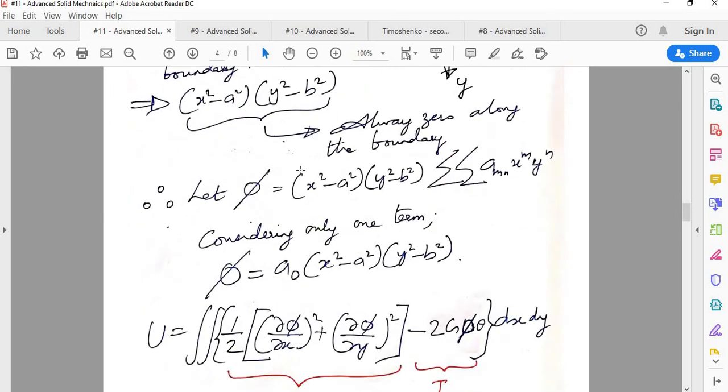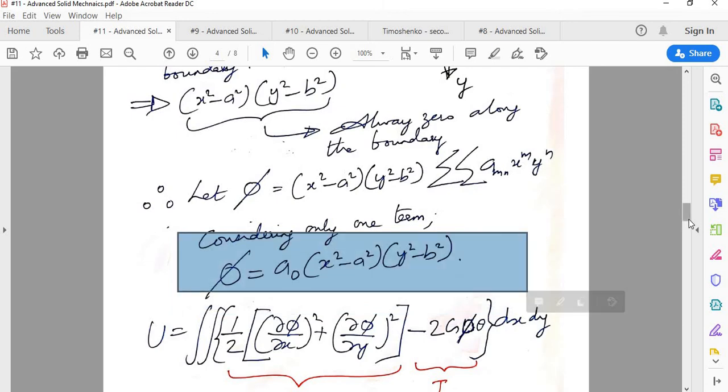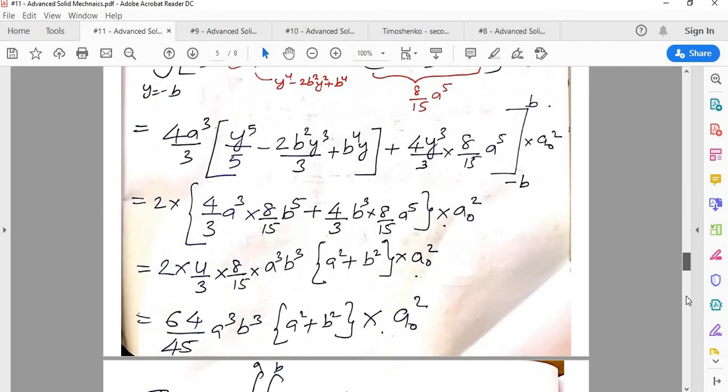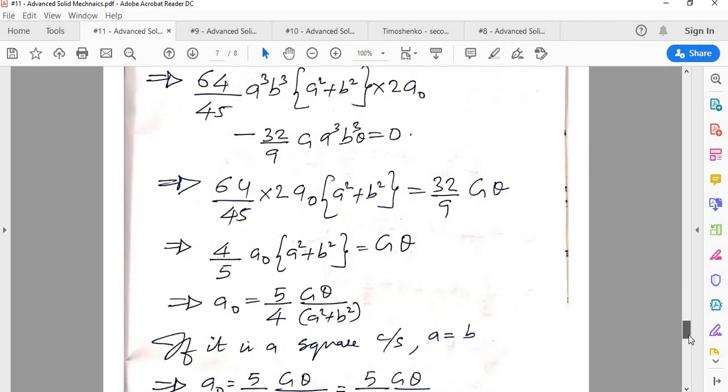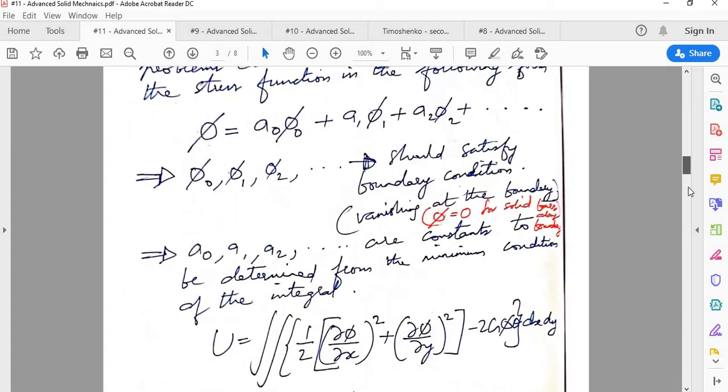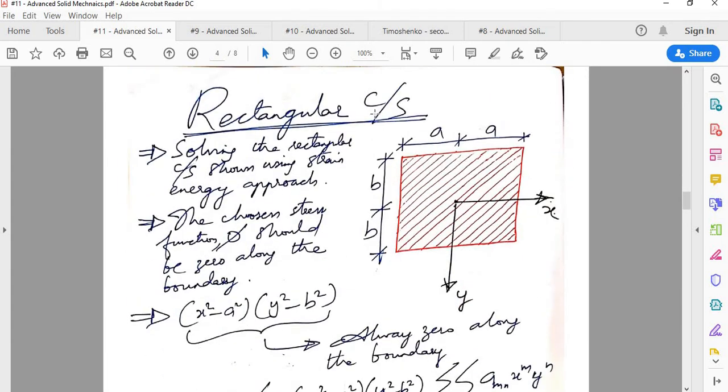Okay, so we have A0, so you substitute that A0. This is the expression for phi. Now we can find out every term, right? So the problem is solved now. Now let us look at what will happen if it is a square section. For the general case I have taken a rectangular cross section, that's why you have A and B separately. If it is a square cross section, A equal to B, right?